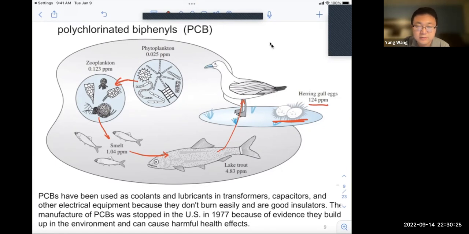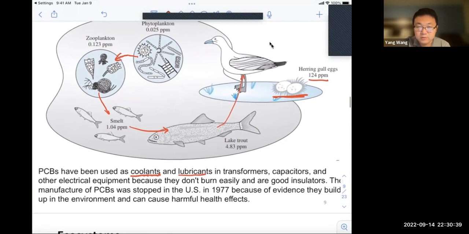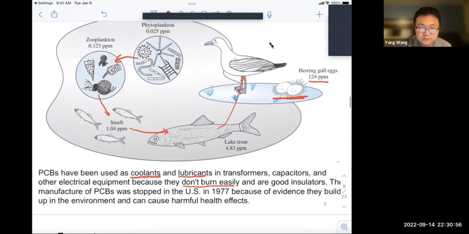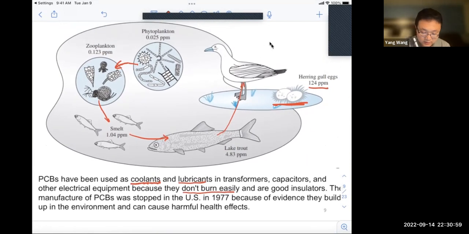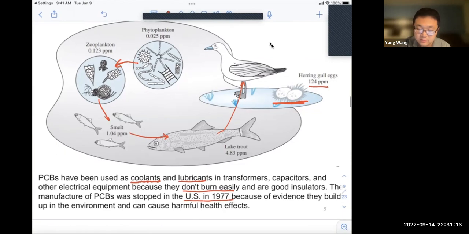Okay, so PCBs are currently banned. But they have been used as a very common chemical species in coolants or lubricants, and they were used in transformers, capacitors, and other electrical equipment because they don't burn easily. If they don't burn easily, it means that they're very inert, and that's why their concentration can build up in the food chain. The manufacture of PCBs was stopped in the United States in 1977 because there was evidence showing that they can be harmful, that they can lead to harmful health effects. We'll talk about this toxicity later on in this class too.